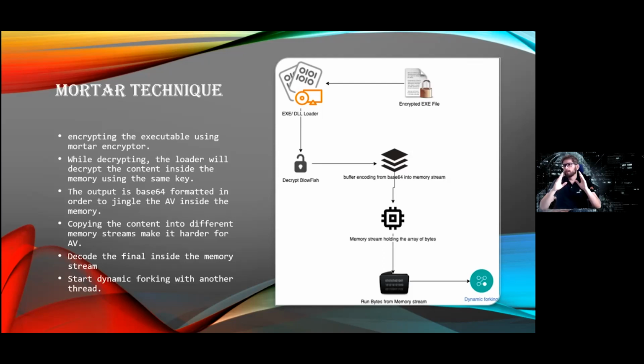So in the MORTAR technique, I'm loading the replacement evil image into the memory as encrypted and doing the decryption inside the memory and running inside the memory without touching the disk. So the AV cannot really know what is happening, because the operation is all inside the memory. It cannot do that.